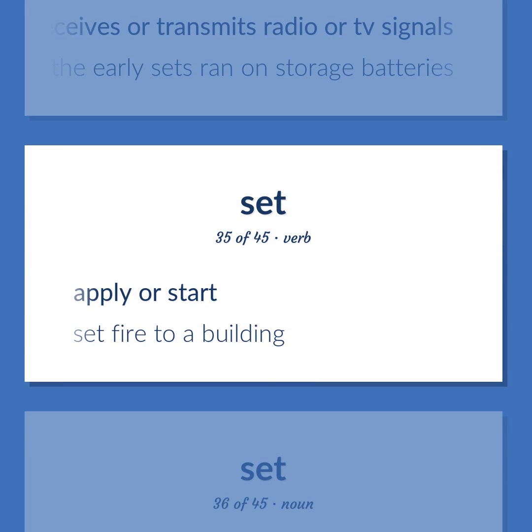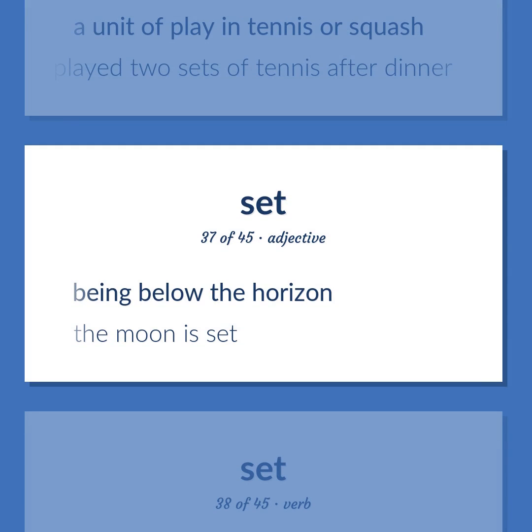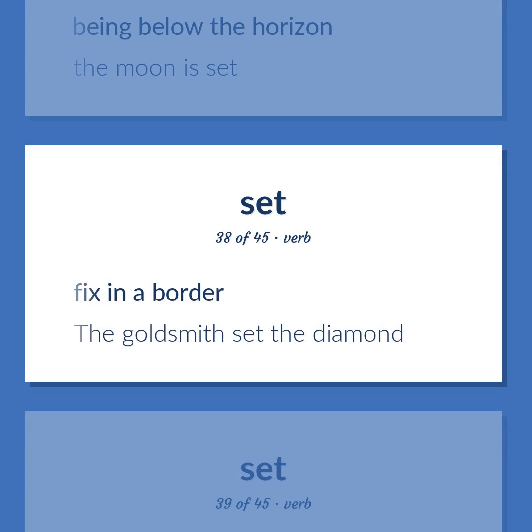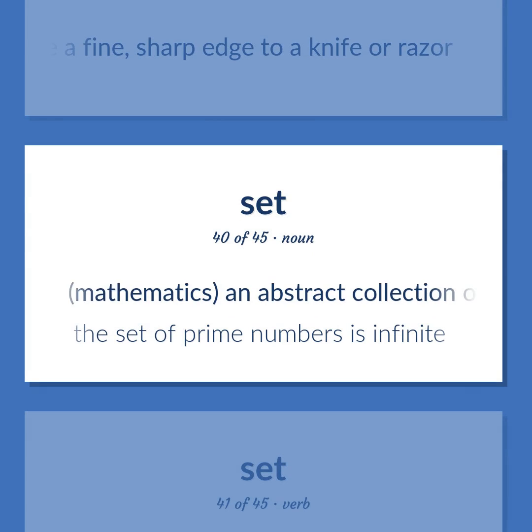Apply or start. Set fire to a building. A unit of play in tennis or squash. They played 2 sets of tennis after dinner. Being below the horizon. The moon is set. Fix in a border. The goldsmith set the diamond. Give a fine, sharp edge to a knife or razor. Mathematics, an abstract collection of numbers or symbols. The set of prime numbers is infinite.